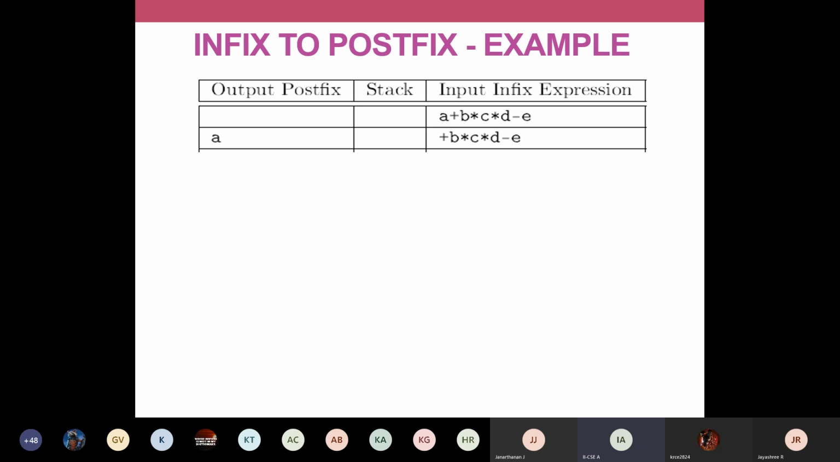So to implement this conversion of infix to postfix, we have a lab exercise. You have to write a C program to implement this. Draw 3 columns. In the first column write output, in the second column stack, and in the third column write the input infix expression.